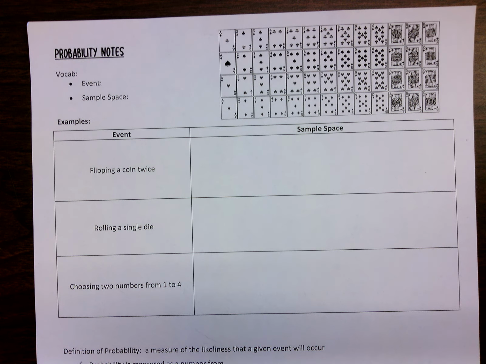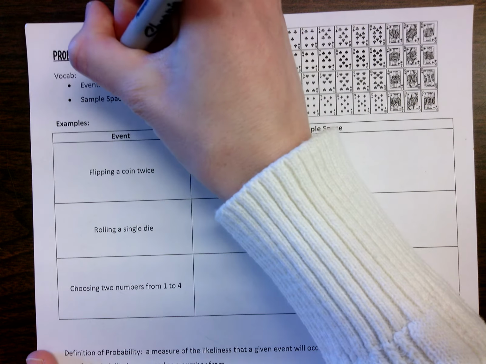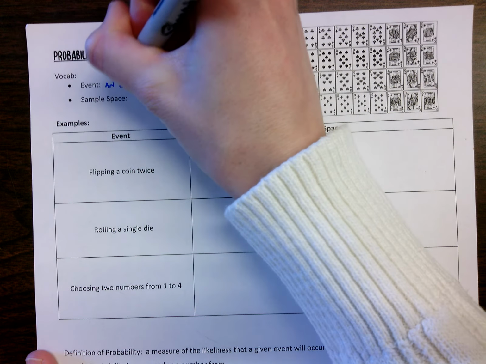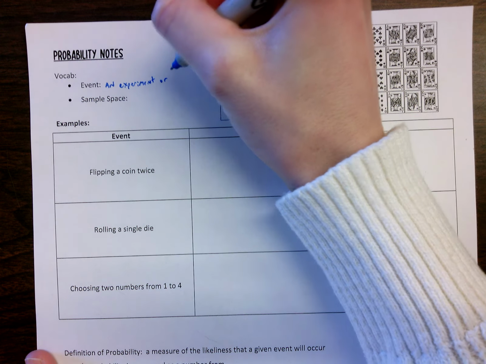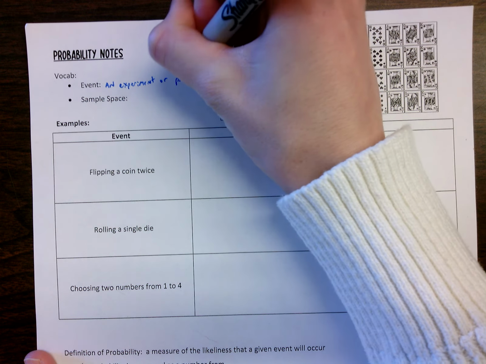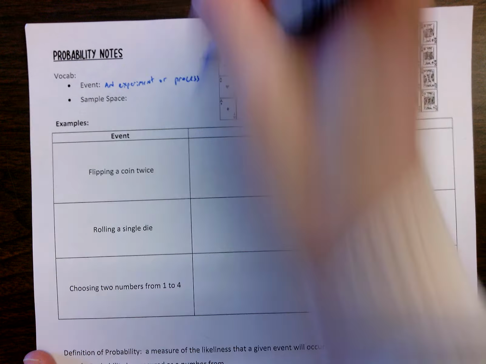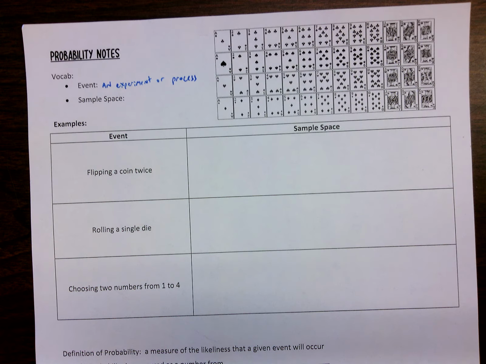So when we talk about an event in probability, that is defined as an experiment or process. Your event is basically the action that's happening. So it could be flipping a coin, it could be pulling a card out of a deck. It's where you're doing some sort of an action to see what happens.